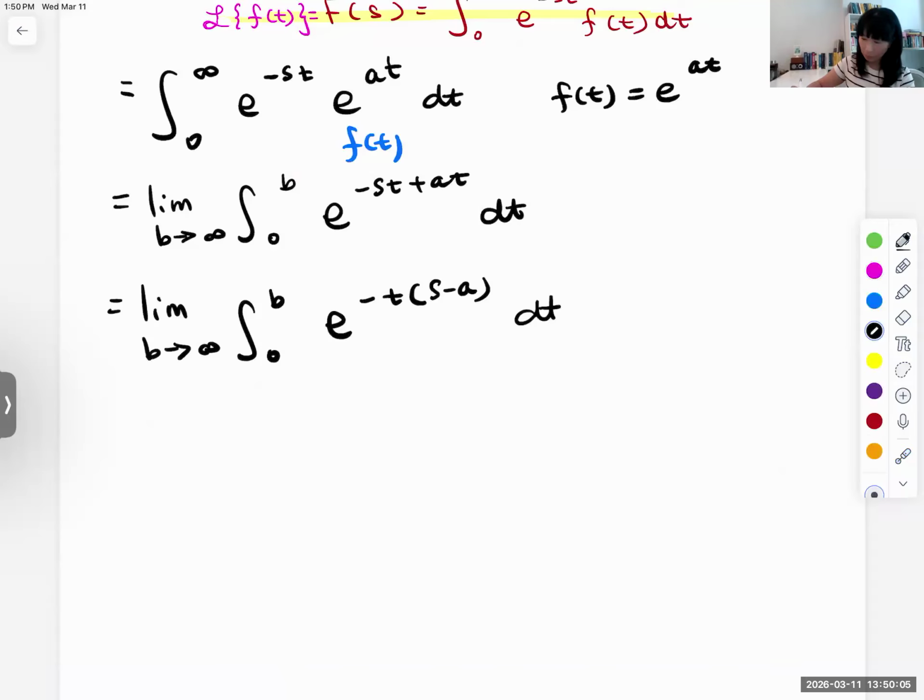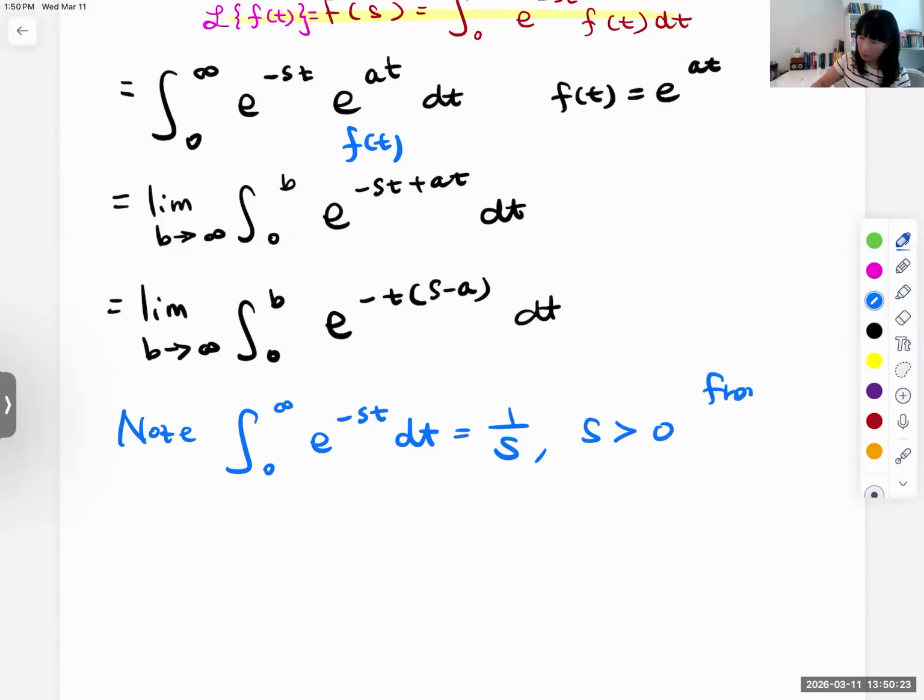Note. So we have the integral from 0 to positive infinity of e to the negative st, dt, equal to 1 over s, where s is greater than 0, from example number 1, right?